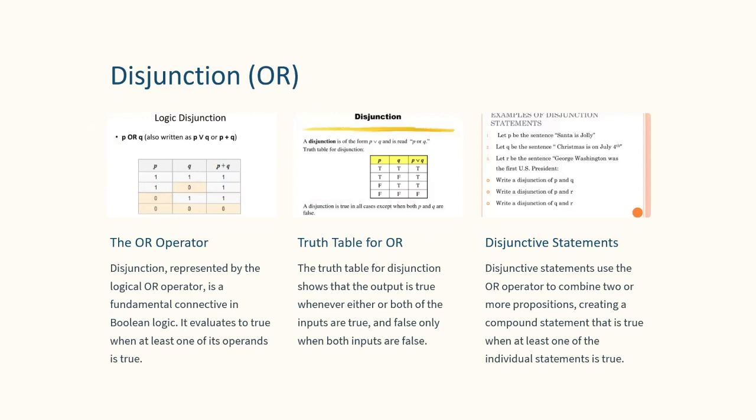The truth table for disjunction shows that the output is true whenever either or both of the inputs are true, and false only when both inputs are false. Disjunctive statements use the OR operator to combine two or more propositions, creating a compound statement that is true when at least one of the individual statements is true.